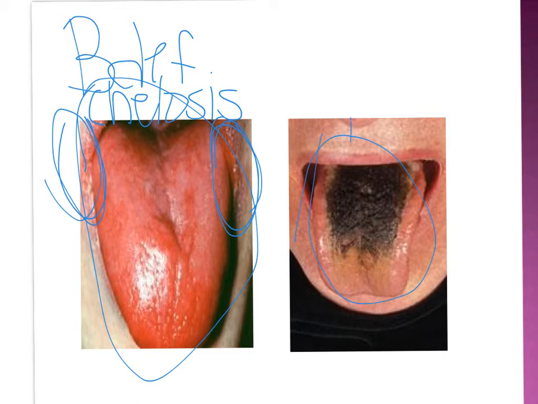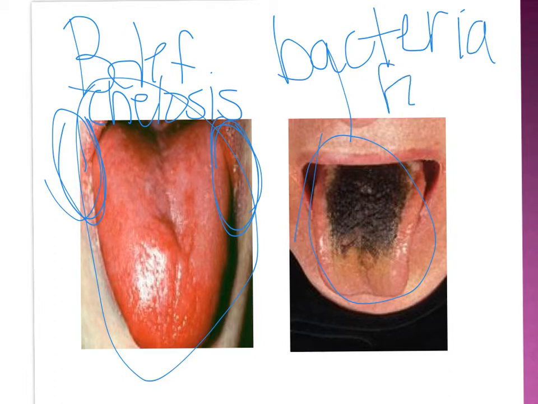This is a black furry tongue. The tongue then is not shedding. So our tongue sheds. It keeps its normal color when it doesn't shed. This is what can happen. This is not common, but it could be an overaccumulation, for instance, of a bacteria or maybe even of fungus.